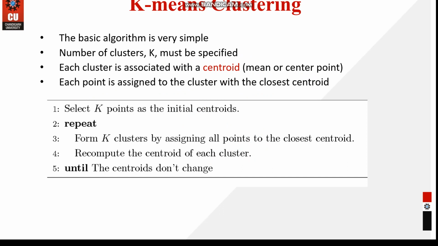Fine. So the algorithm works like this: we have k points as the initial centroids, and form k clusters by assigning all the points to the closest centroid. We recompute the centroid for each cluster until the centroids stop changing. While talking of this algorithm, we can say k-means is an unsupervised iterative clustering technique. It partitions a given data set into k distinct clusters. A cluster is basically a collection of data points that exhibit certain similarities.